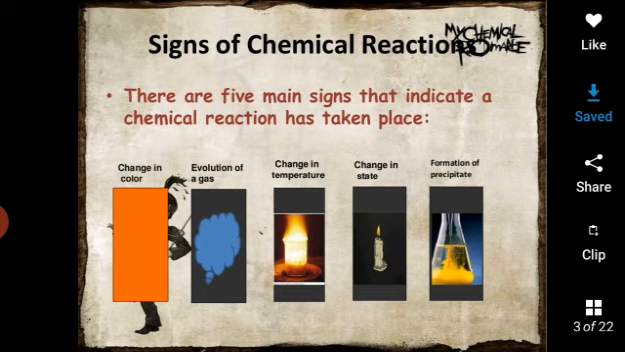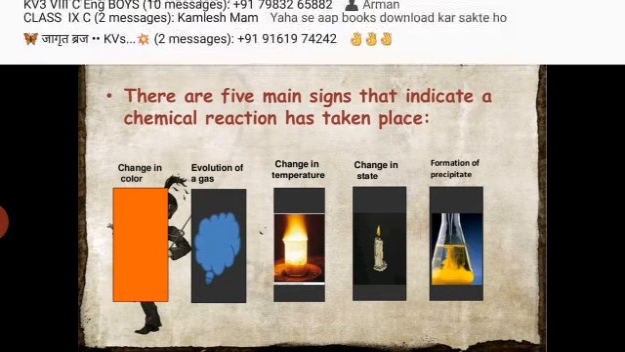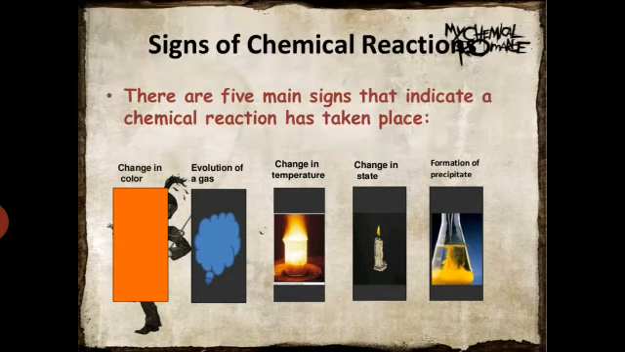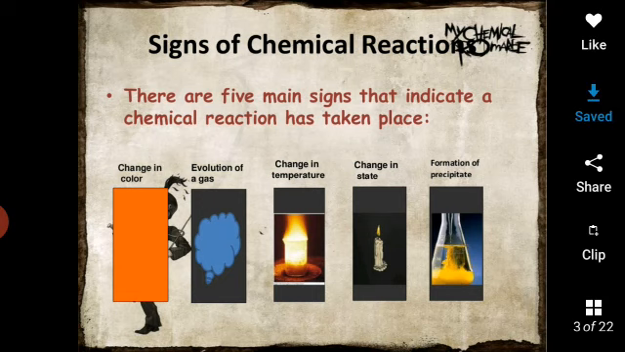Evolution of a gas. You are doing a reaction and some gas evolves from it, and it means a chemical change has taken place. Change in temperature. Heat is given out or heat is absorbed. Both are signs of chemical reaction. Change in state and temperature and formation of precipitate. These are some signs of chemical reaction.